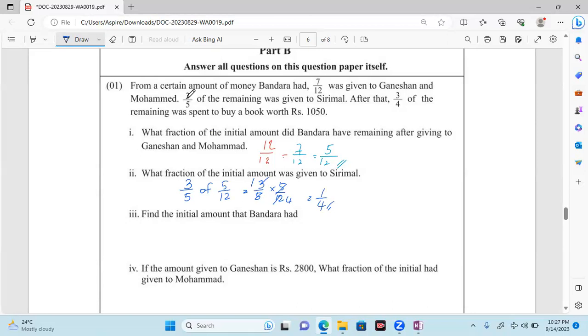Then look at here, 3/5 of the remaining was given to Sirimal. After that, 3/4 of the remaining was spent to buy a book worth 1050. Okay. Then you have to identify 3/4 of the remaining. What is the 3/4 of the remaining? Then to find it, 3/4 of.